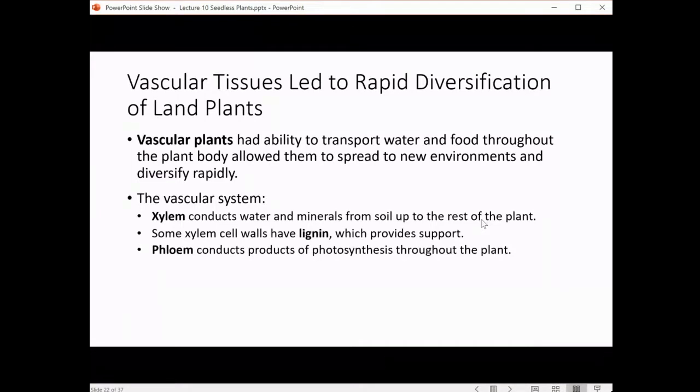So by definition, vascular plants have ways to transport water, and along with that water, nutrients, to different parts of their tissue. The vascular system has two of the coolest words, I think, in all of biology: xylem and phloem. Xylem takes water and minerals from the roots and brings them up to the rest of the plant. Phloem goes in the opposite direction. Phloem happens after photosynthesis and distributes the energy created in photosynthesis to the rest of the plant.